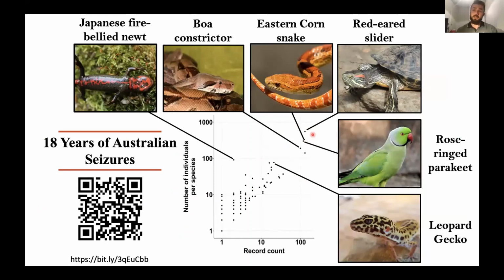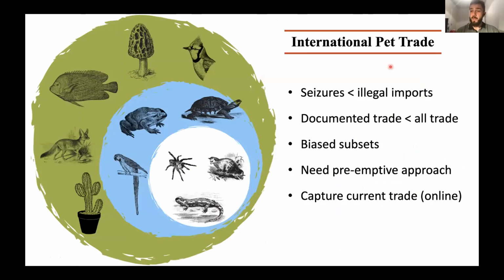But essentially, that is the context that led us to have a greater prioritization of studying online trade itself, because we realized that these seizures are essentially a biased subset of the big picture. These seizures are a biased subset of the whole of illegal trade. They're only what we are detecting. And similarly, documented trade is a biased subset of all of the trade that is taking place. So for example, we record the trade of our parrots in much more detail than we do the plant trade. So we've got biased views of the big picture.